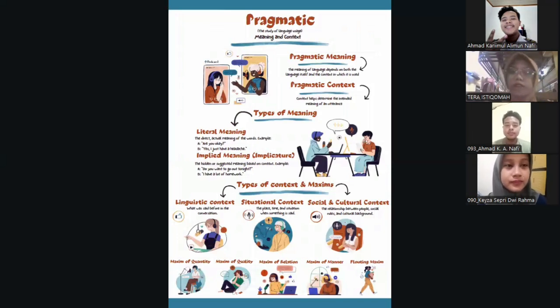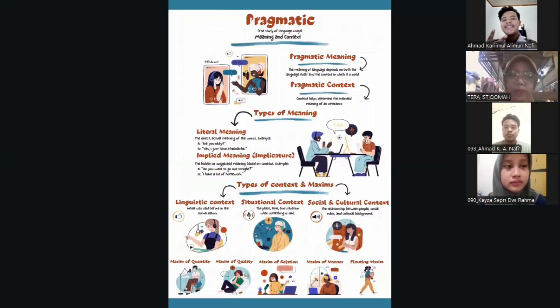Okay, now I will explain the three types of context that help us understand what people really mean. The first one is linguistic context. This means what was said before in the conversation. For example, person A said, "Did Tera come to class?" And their friend answered, "Yes, she was here earlier." We understand who she is because of the words before, which is Tera. So the words before help us understand the words now.